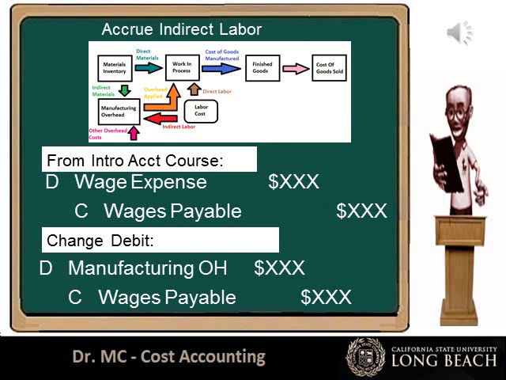Where do indirect labor costs go? Because indirect labor is not a direct cost, it must go indirectly into work in process, after first going into manufacturing overhead, as is indicated by the red arrow. Thus, we debit manufacturing overhead.